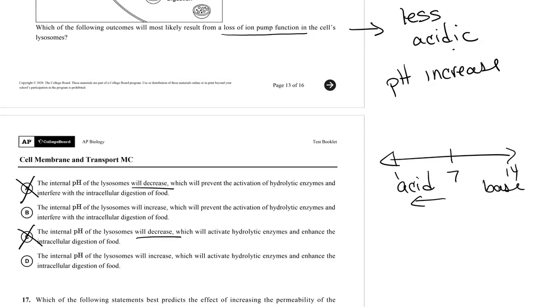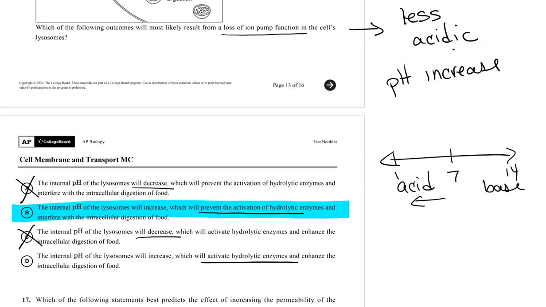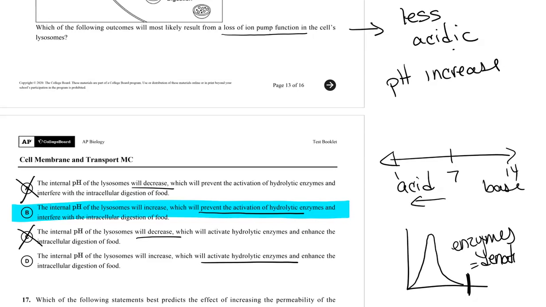Is that increase going to prevent the activation of the enzymes, or will it activate those enzymes? It's going to prevent it, right? It's going to stop those enzymes from working because those enzymes had a very specific range of pH that they could work at. So if we move outside of that range, what's going to happen to those enzymes? The enzymes will be denatured, so they won't function anymore.